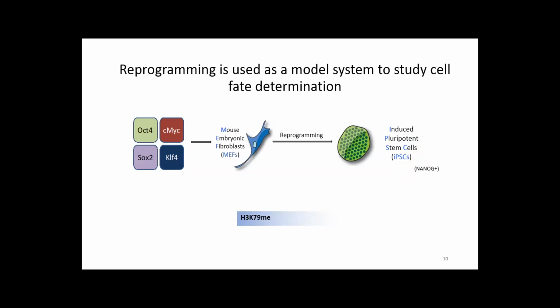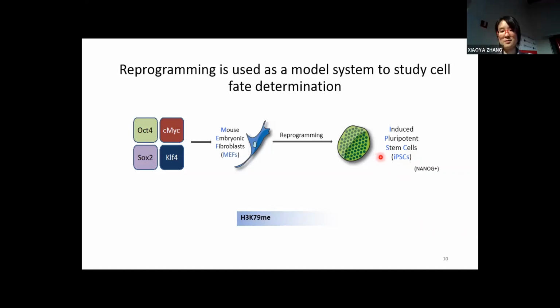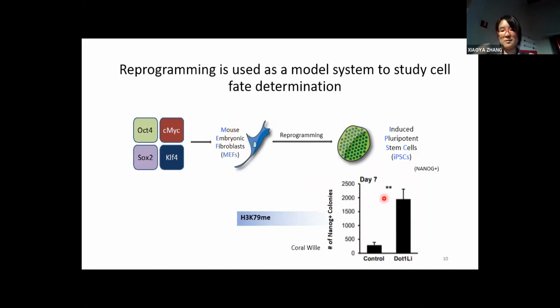So from the mass spec, we know K79 methylation is lower in stem cells. So what happens if we inhibit DOT1L, and does it improve reprogramming? This experiment has been done by a postdoc in the lab, Coral. She performed reprogramming with or without DOT1L inhibition, where we used a small chemical molecule. And we can see that upon DOT1L inhibition, there's a drastic improvement of reprogramming efficiency measured by the NANOG-positive colonies. And so K79 methylation here seems to be a barrier for reprogramming.